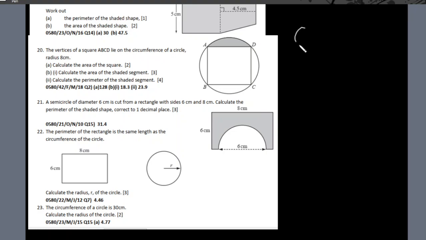Final question of this worksheet is, I hope this is the last one. Let me check this quickly. Yes, thank God, last question.